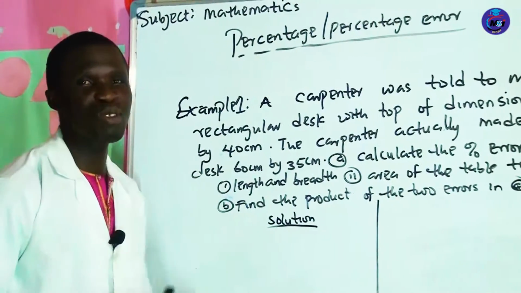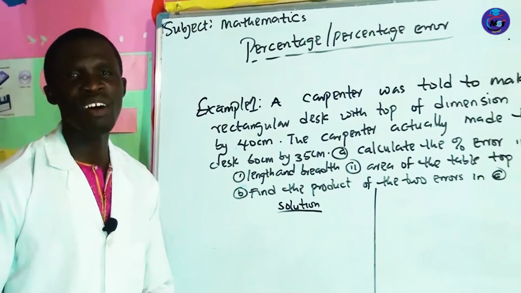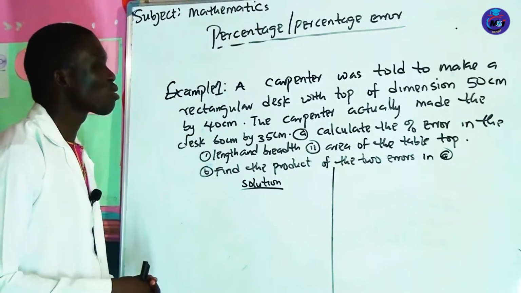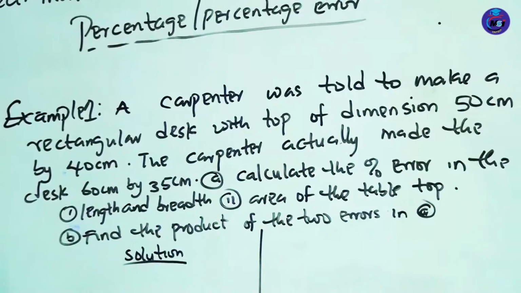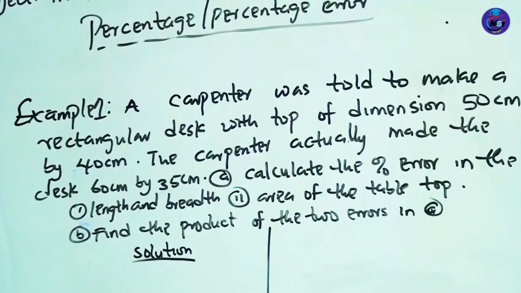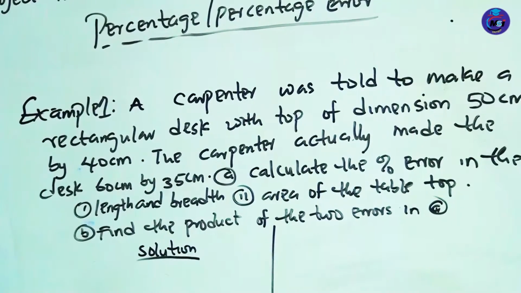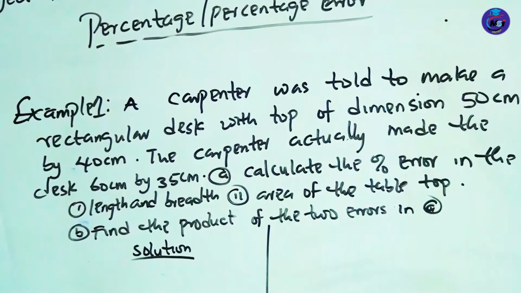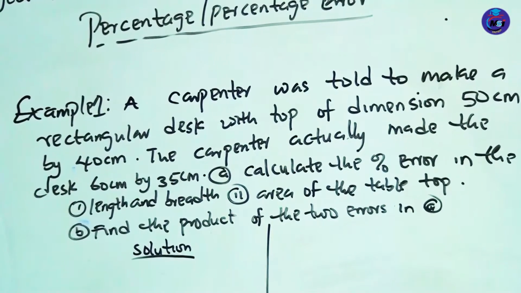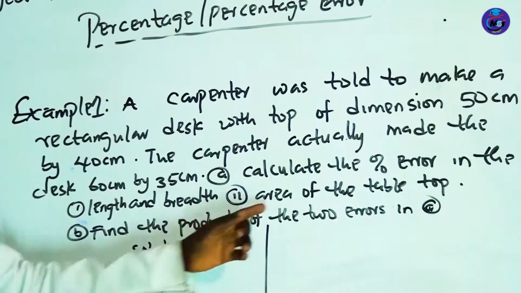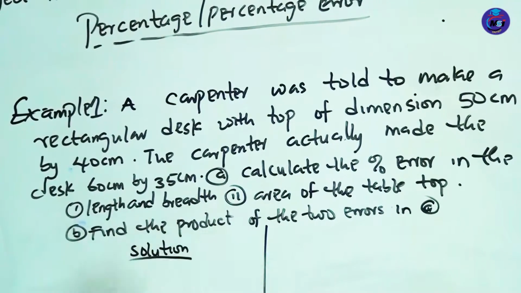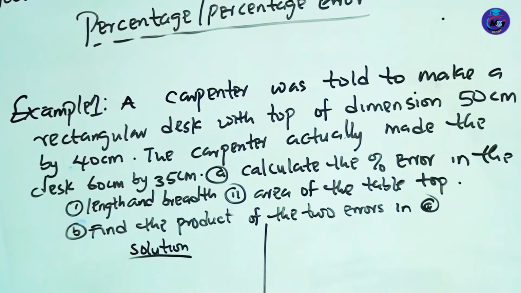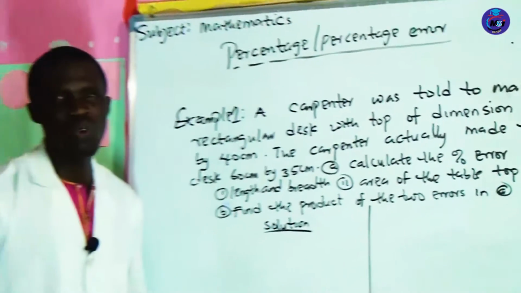Let's look at this example to explain what percentage error is all about. Now, a carpenter was told to make a rectangular desk with top of dimension 30 centimeter by 40 centimeter. The carpenter actually made the desk 60 centimeter by 35 centimeter. A. Calculate percentage error in the length and breadth. Calculate the percentage error in the area of the top of the tabletop. Then find the product of the two errors in A. That is what we want to find now.